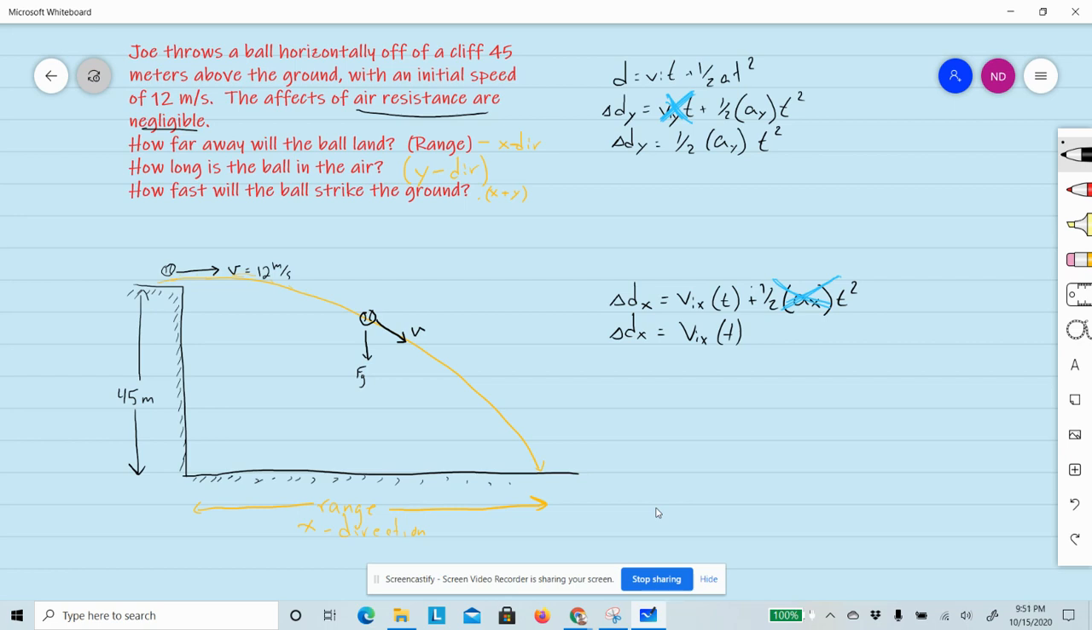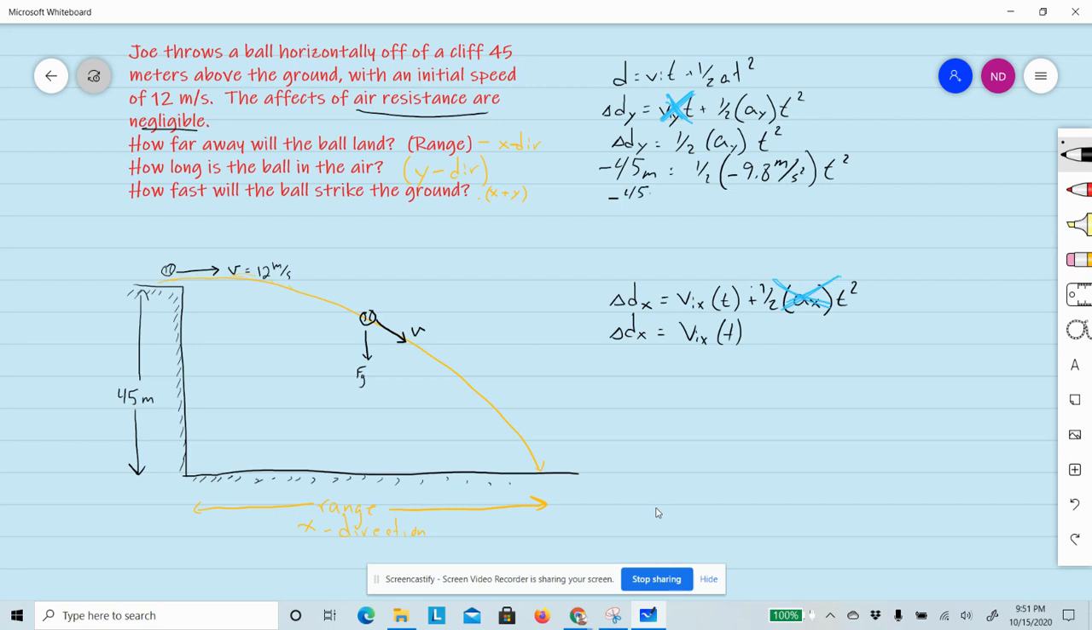So let's do some math. This thing is going to lose 45 meters. It's going to accelerate at negative 9.8 meters per second squared due to gravity, times t squared. Well, this isn't difficult math at all. Now it's just solving for time. This thing is going to be in the air just about 3 seconds.